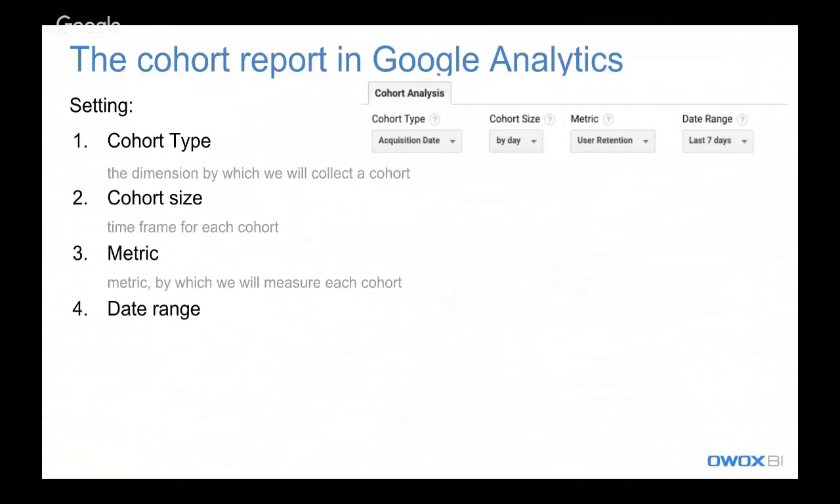And the last is date range. Here you can select different date ranges. This parameter will depend on the size of your cohort. For example, if you select the by day option in the cohort size field, your date ranges will be 7, 14, 21, or 30 days. And for months cohort, it could be 1, 2, or 3 months.